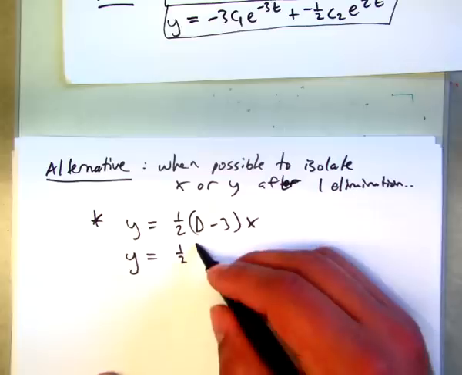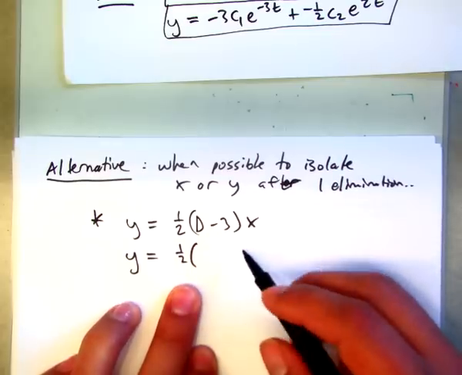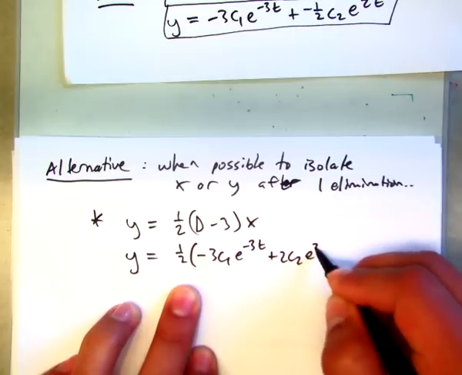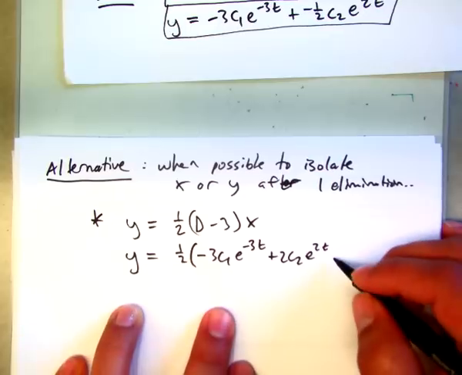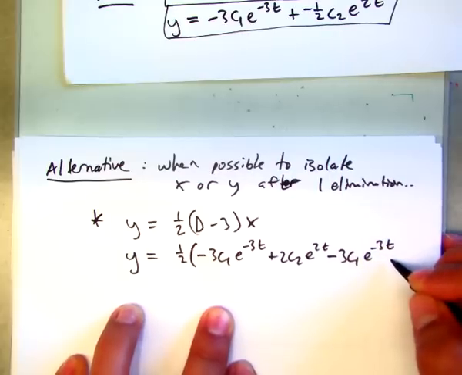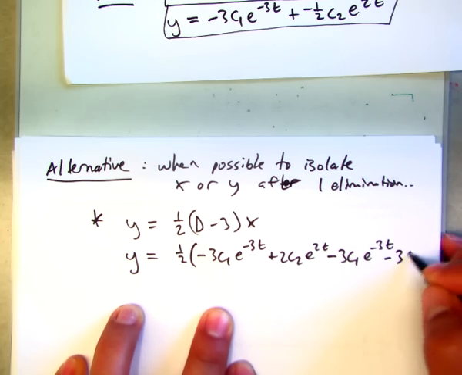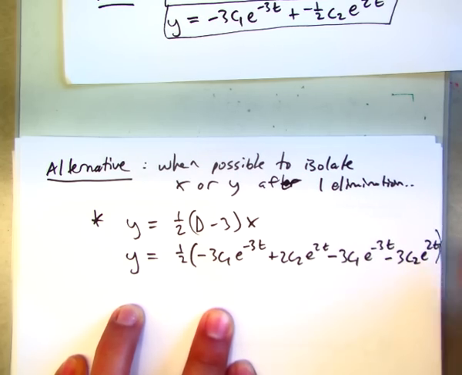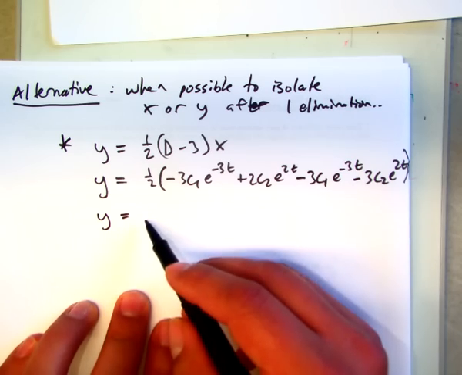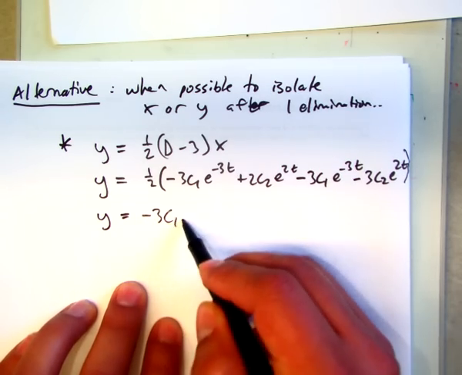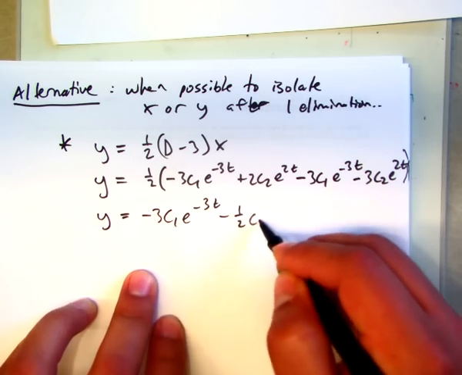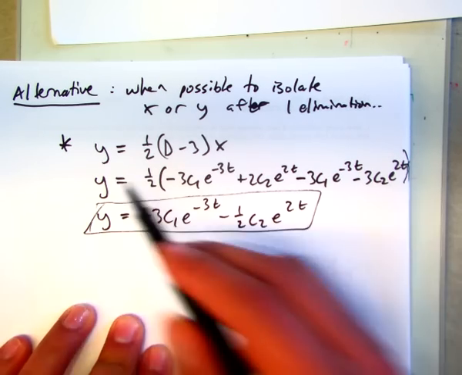So then, if I just go ahead and plug in the derivative of x, which is minus 3c1 e to the negative 3t plus 2c2 e to the 2t, and now subtract triple x, so that'd be minus 3c1 e to the negative 3t minus 3c2 e to the 2t. We get that y is going to be negative 3c1 e to the minus 3t because you have minus 6 times 1/2, and then you have a negative 1 times 1/2, minus 1/2 c2 e to the 2t. So that took a lot less time.